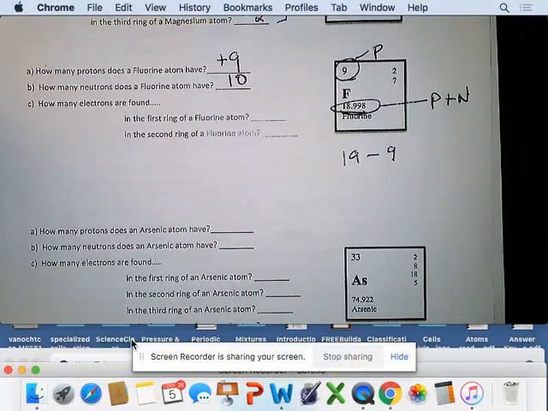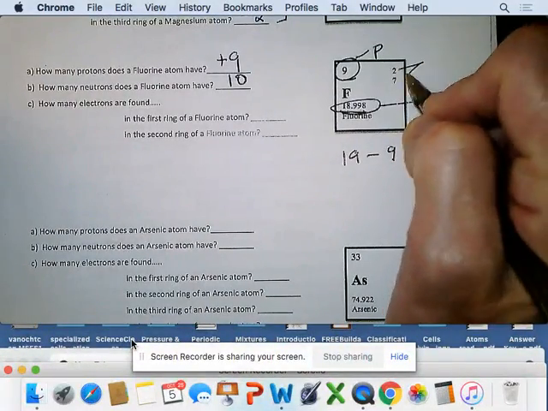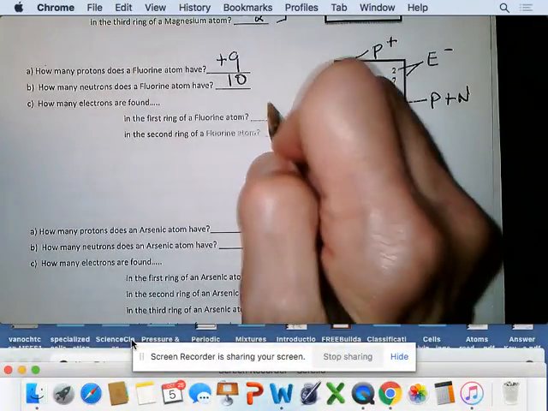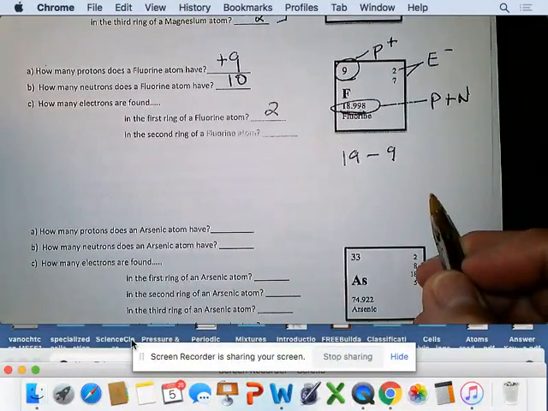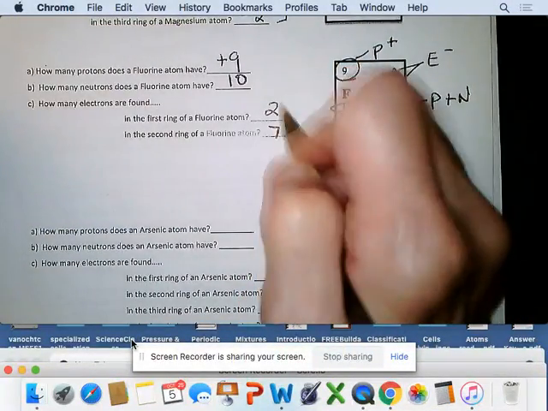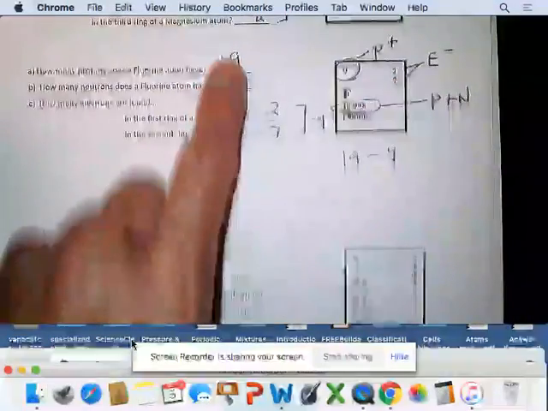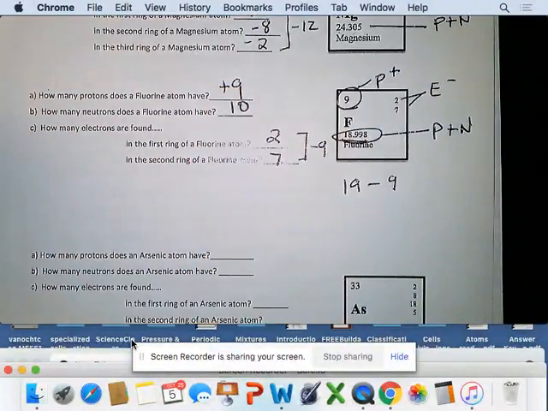And then we subtract the protons, so that's going to tell us that your average fluorine atom has 10 neutrons. Okay, Aaron, how many electrons are in the first ring? 2. That tells us right here are electrons. Okay, so we've got 2 in the first ring, and then how many in the second? 7. Notice that 2 plus 7 equals 9, so it's a neutral atom. The positives and negatives cancel each other.